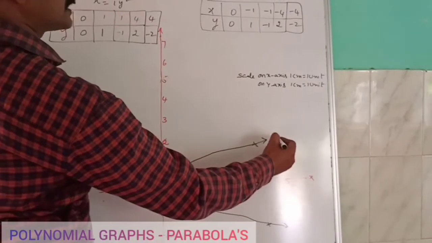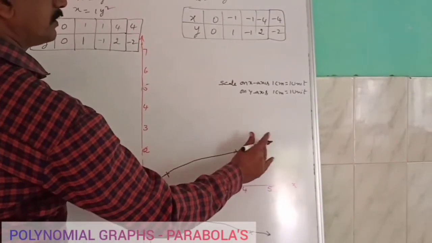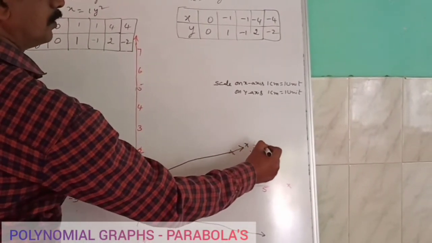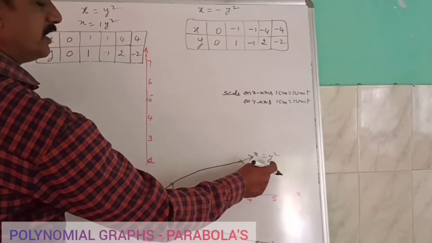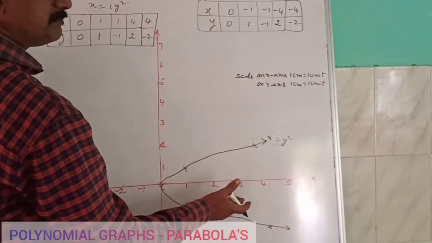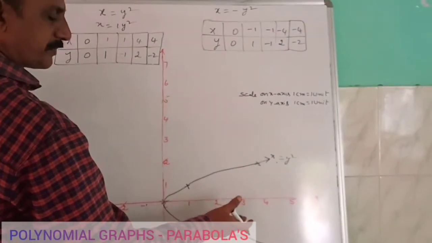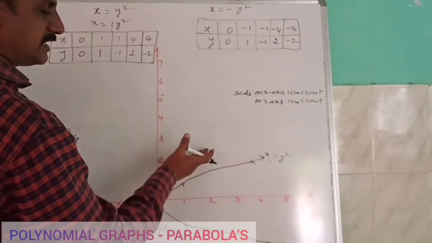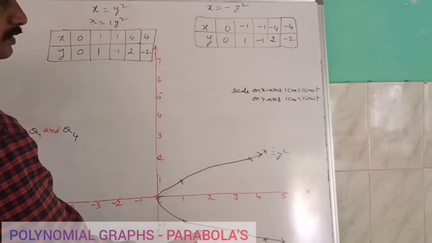So x equal to y square, x equal to m y square. It is symmetric about the x-axis in the positive direction, as m is positive. It passes through the origin point, and it lies in coordinate 1 and coordinate 4.